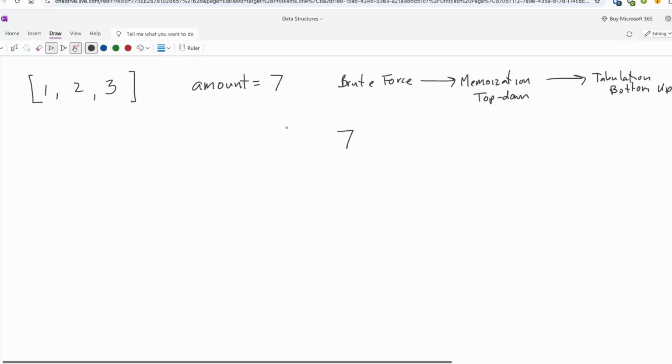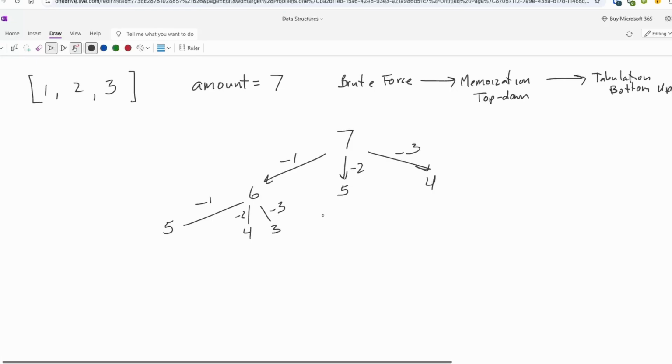So let's look quickly at another example. So say we have 7, and we have the coins 1, 2, and 3. So we'll go through the same steps again. We can subtract 1, we can subtract 2, or we can subtract 3. So this leaves us with 6, 5, and 4. So we'll do the same thing. Minus 1, minus 2, minus 3. Minus 1 gives us 5, minus 2 gives us 4, and then minus 3 gives us 3.